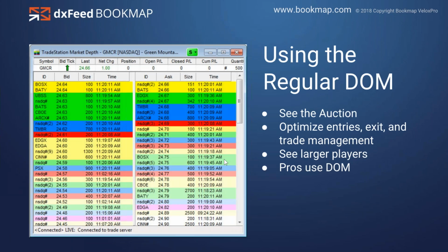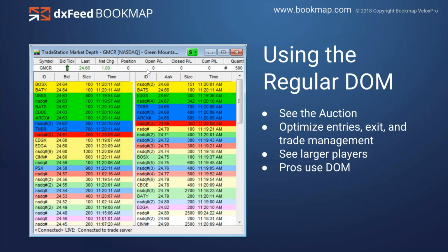All right, now, this full depth of market. Before Bookmap, the way that you would be accessing depth of market, or DOM, is through your level 2 DOM. Okay, this allows you to see the auction. You can optimize your entries and exits and your trade management because you have lots of great information here in the DOM. You can see the larger players and the professionals. That's what they're using. They're really understanding the nuances here in the auction. Okay, it is an auction. That's an important distinction to make here.